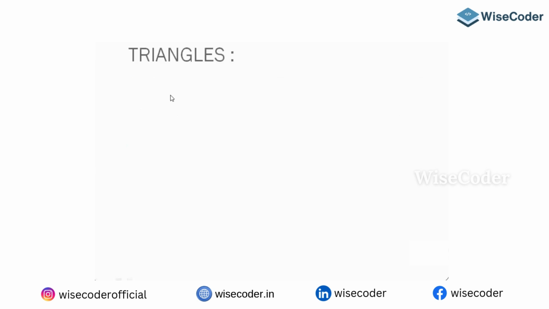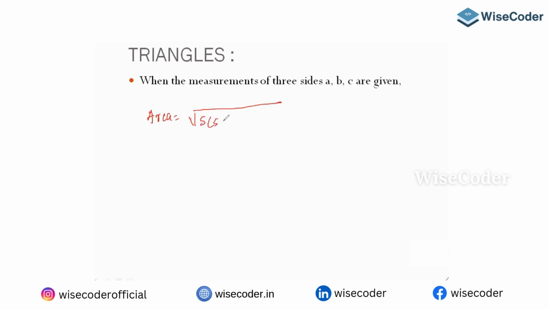This is about the similarity of triangles. Now let's understand a couple of formulas in the concept of triangles. When the measurements of the three sides A, B, C are given, how can we get the area? The area is equal to the square root of S into S minus A into S minus B into S minus C, where S is A plus B plus C by 2, and A, B, C are the sides. This is one formula.